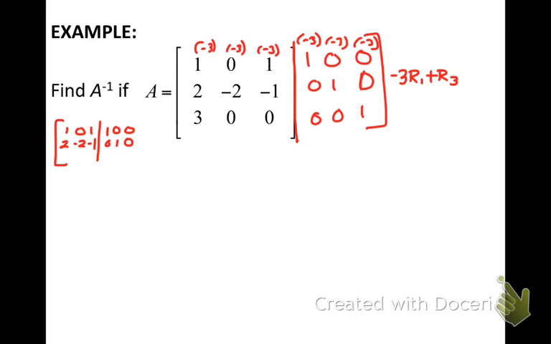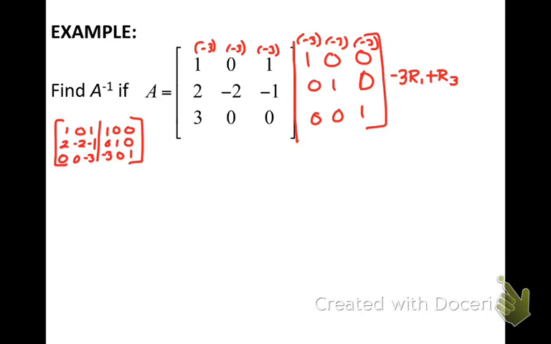So negative 3 plus 3 is 0. Negative 3 times 0 is 0, 0 plus 0 stays 0. Negative 3 times 1 is negative 3, plus 0 is negative 3. Negative 3 times 1 is negative 3, plus 0 is negative 3. Negative 3 times 0 plus 0 is 0. And then we get negative 3 times 0, which is 0, plus 1, which is 1. Can you guys see that, or is that too small? Okay.